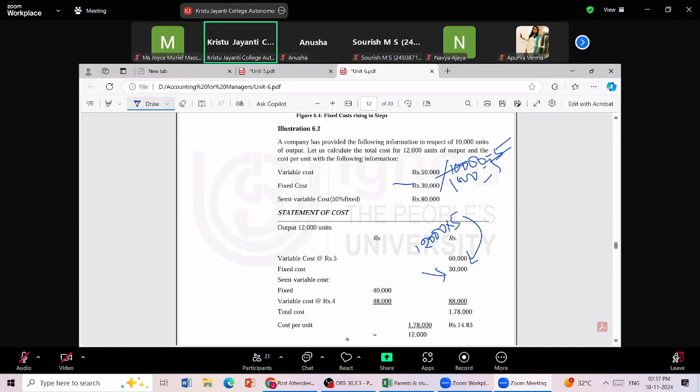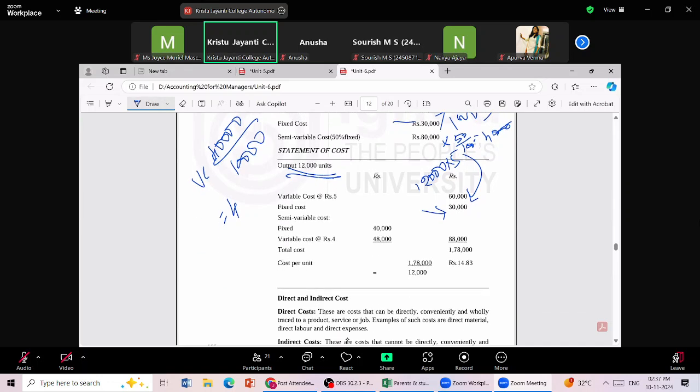You can see this statement is for 10,000 units and this output is for 12,000. So fixed cost is the same and semi-variable cost is 80,000. How did you get semi-variable cost 80,000? 50% is fixed, which means in this 50 by 100, 40,000 is fixed, correct? Balance 40,000 is not fixed, it is variable. So you are dividing by 10,000, so 4 rupee is the variable cost for 10,000 units.